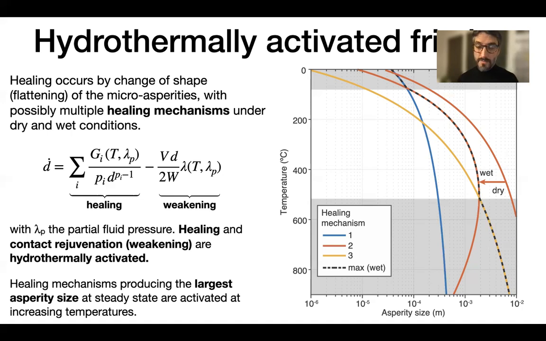So this is exemplified in this figure here, showing 3 different healing mechanisms, each with different colors, as a function of temperature and the asperity size at steady state. And so manipulating the activation energy of each of these mechanisms allows us to control at which depth the transition from velocity weakening to strengthening happens. Furthermore, if we modulate these activation energies as a function of the fluid content, we can also control some changes in the frictional response.